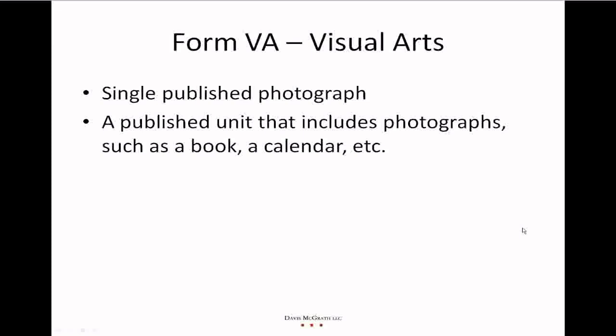The basic form that should be used is form VA, which is the form for visual arts. There are other forms available for other types of work, such as literary works or textual works, that use a different form. But since we're talking about photography specifically, it's form VA. And the regular form can be used to register either a single published photograph or a published unit. A published unit could include something like a book that includes photographs, such as a calendar. An actual unit together can be registered in one registration just using the simple form VA.